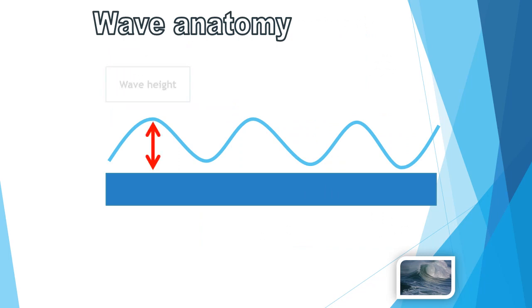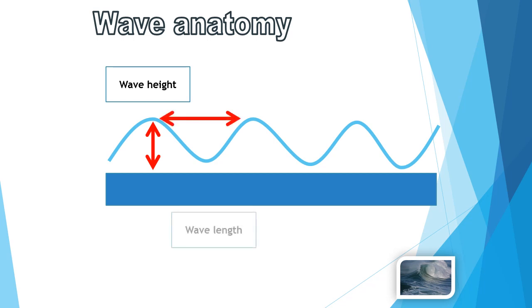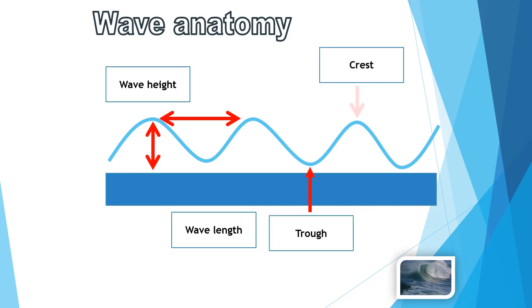The wave height is the distance between the top of the wave and the bottom of the wave. And the wave length, which you might have heard of in science when studying sound or light perhaps, is the distance between the top of a wave and the top of the next one. It could equally be measured from the bottom of a wave to the bottom of the next one. The bottom of the wave is called the trough, and the top of the wave is called the crest.